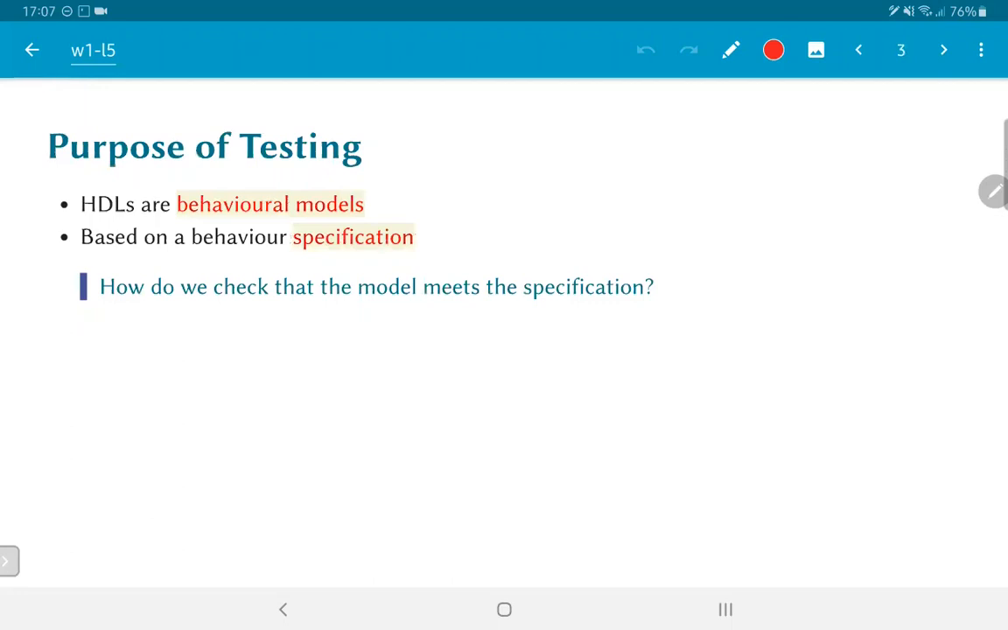So what's the purpose of testing? Once again, we are primarily interested in the testing of Verilog models. Therefore, we need to recall that HDLs, or hardware description languages, describe behavioral models. They are based on some kind of a behavior specification. And the question that we ask is, how do we check that the model that has been written or created meets the specifications that we started out with?